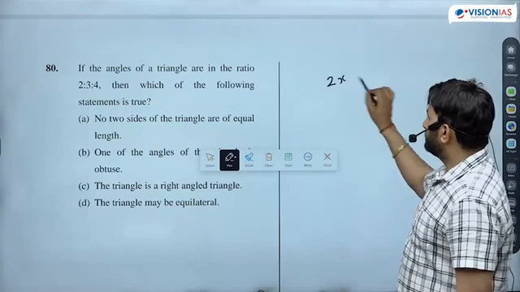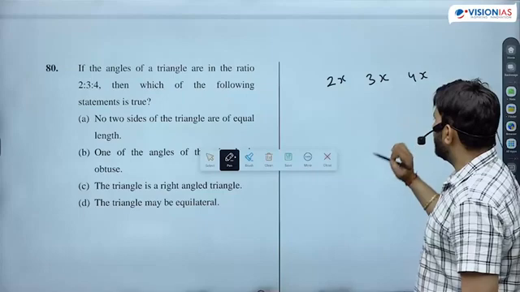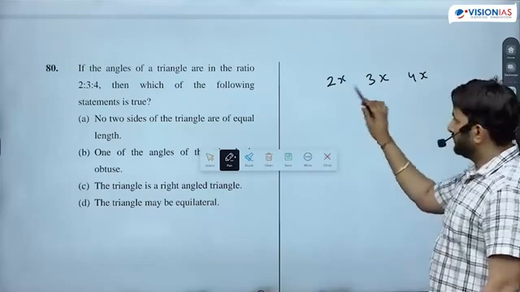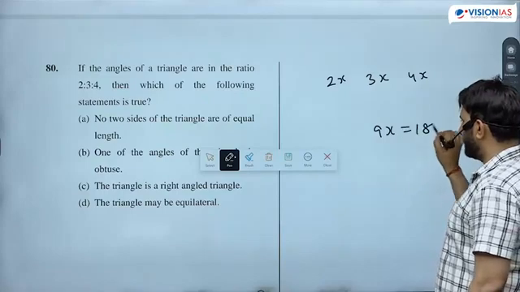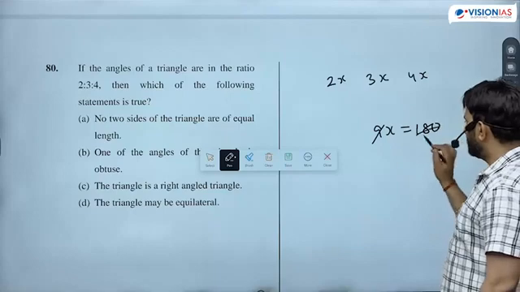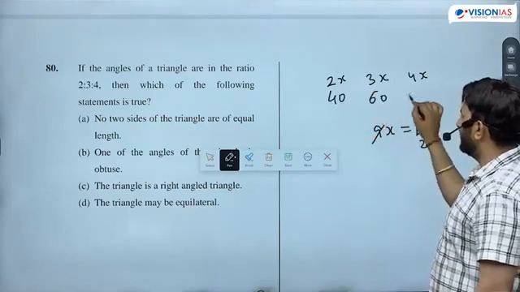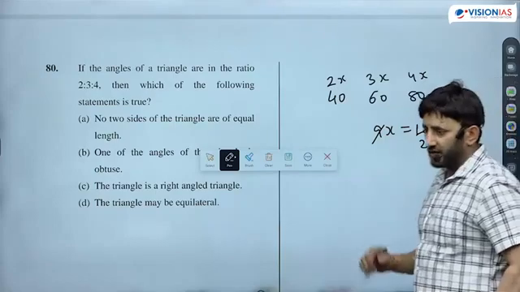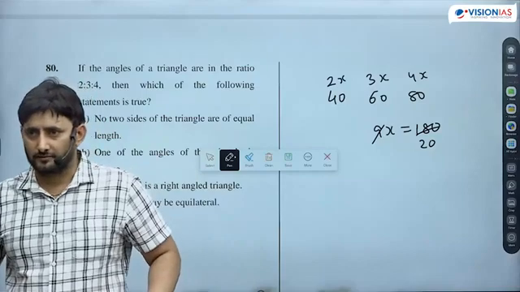If the angles are 2x, 3x and 4x, their total is coming out to be 9x. 2 plus 3, 5 plus 4, 9. Total is 9x equal to 180 degrees. Sum of the three angles of a triangle is 180. So 9 से cancel out करेंगे 20. Angles of the triangle are 40, 60 and 80 degrees. Each angle is less than 90 degrees. So this is an acute angle triangle.